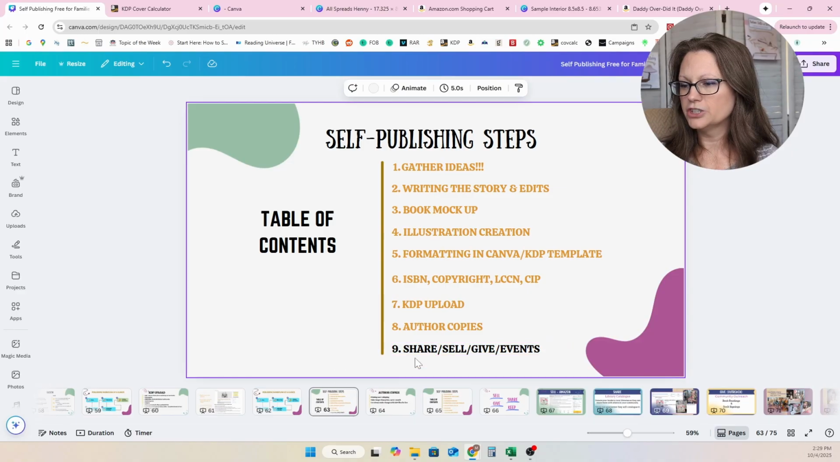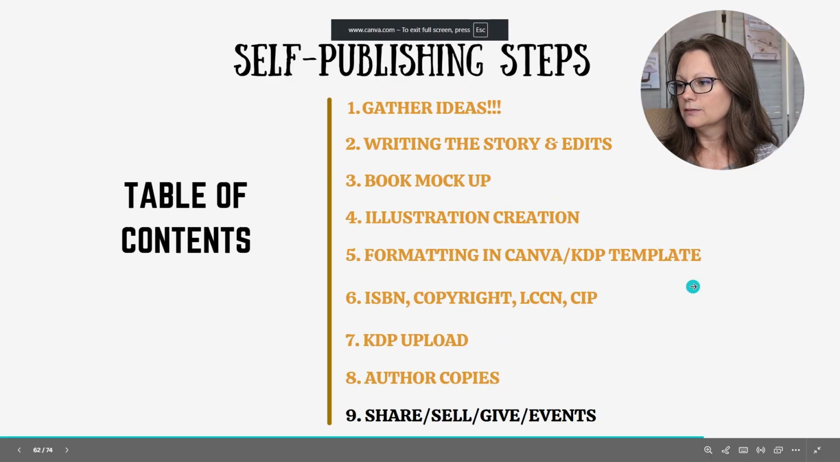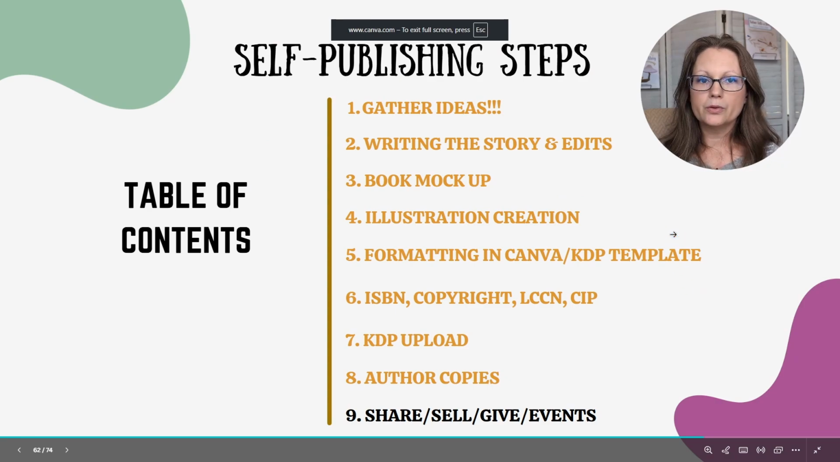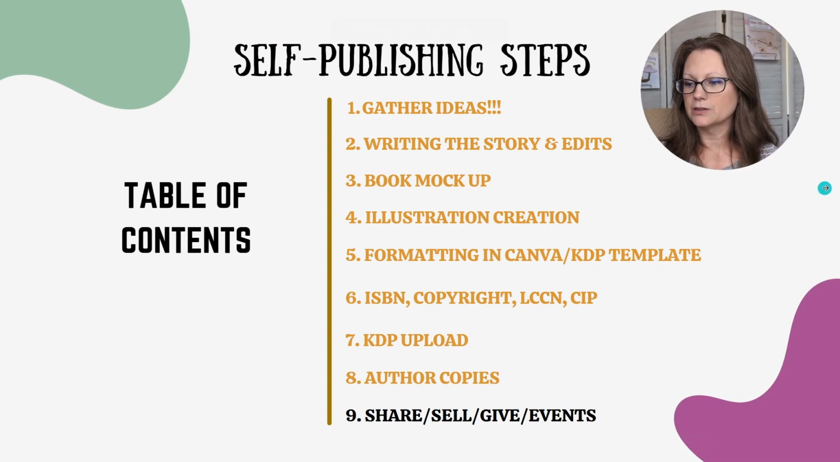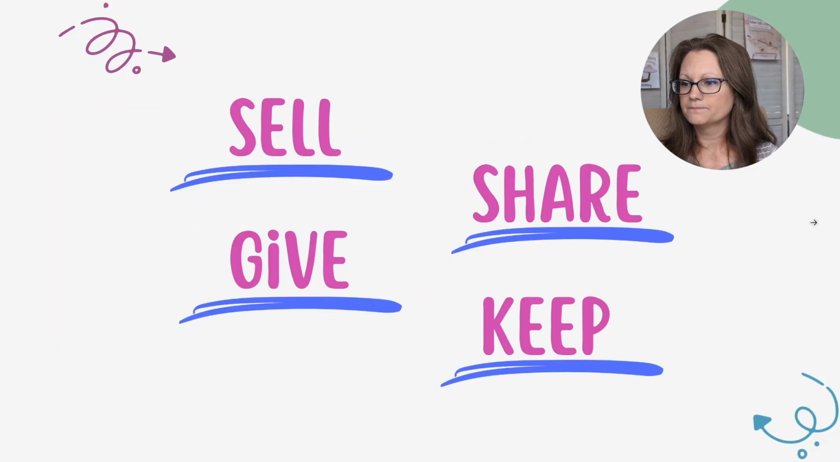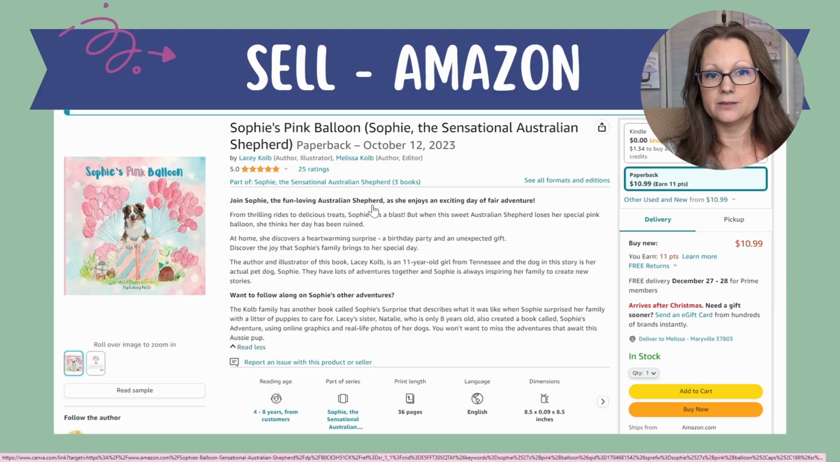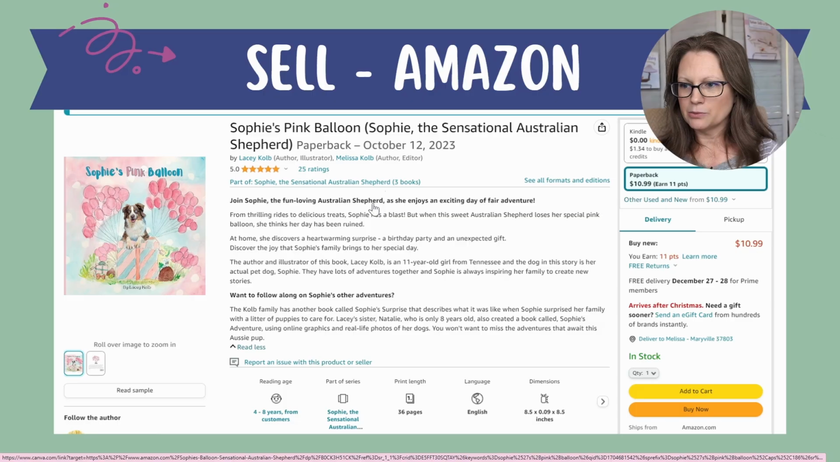Where are we? Share, sell, give. So you have to decide, what are you going to do with your book once you actually go through all these steps and you get it published? Are you going to share it, sell it, give it, maybe do events? If you sell it on Amazon, it will be available on Amazon as soon as you click publish. Within 72 hours, they have to double check everything.